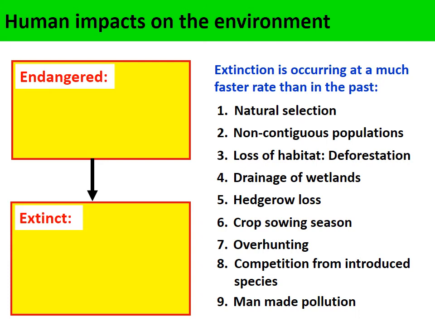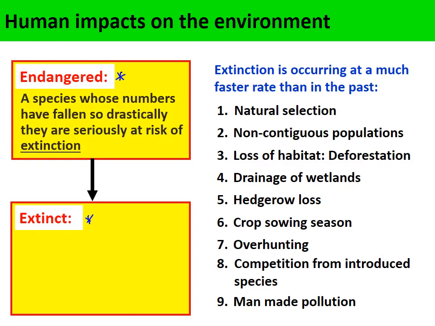So in this video, we're going to talk about how humans have impacted the environment and the negative consequences of that impact. Now, before we start to talk about some of the key factors about how humans have impacted the environment, it's important to understand the difference between what we mean by endangered species at the top and extinct species.